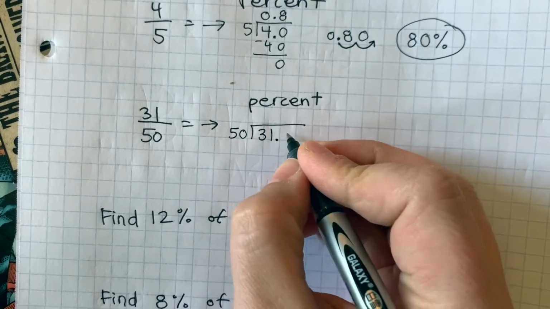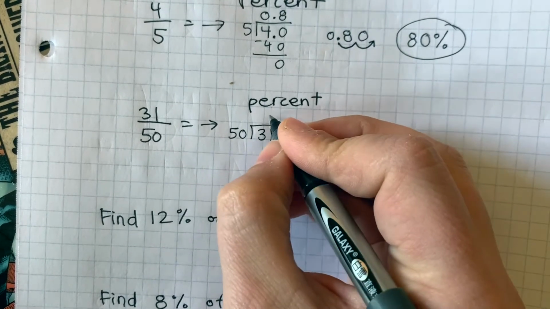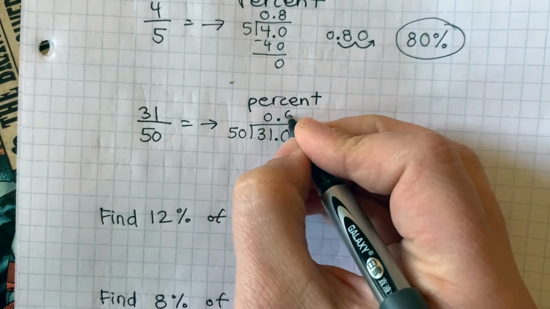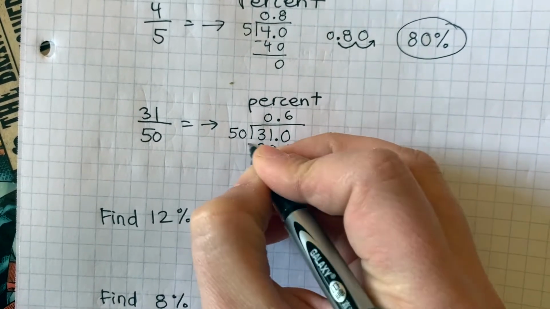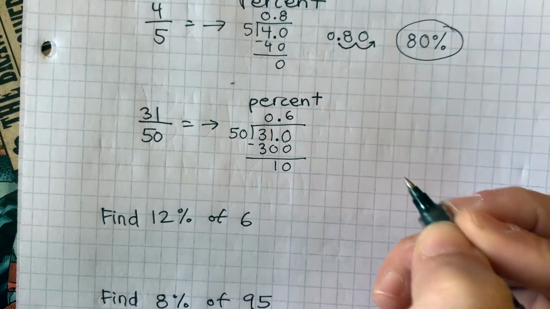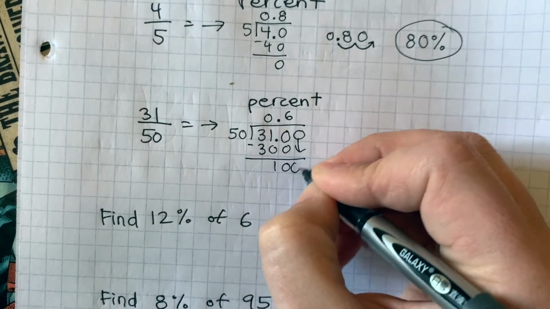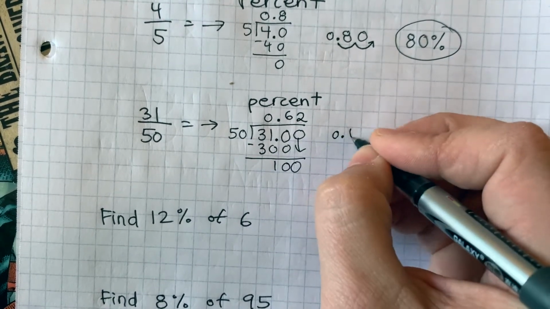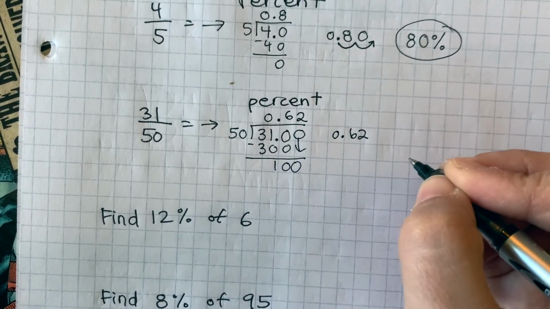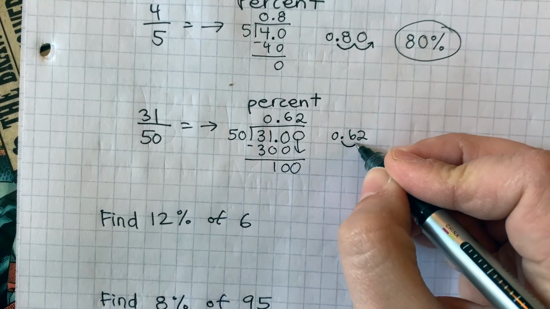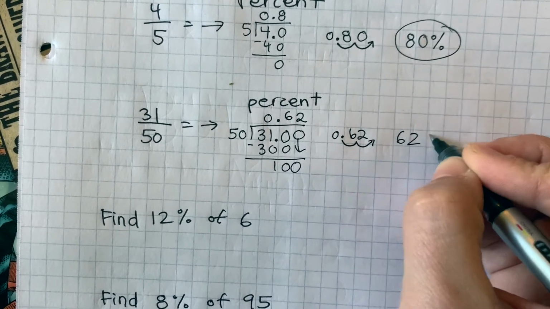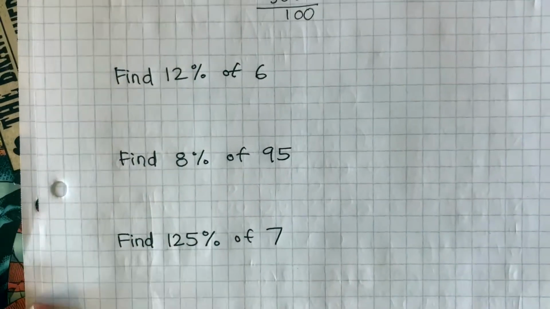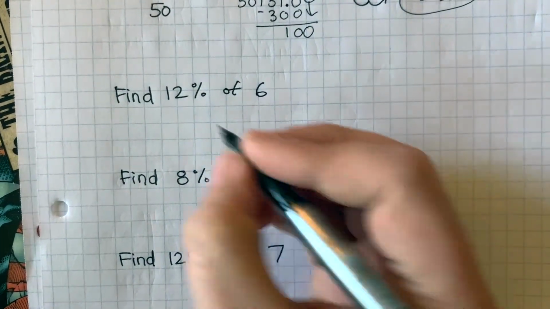So 50 doesn't go into 31, but it goes into 310. Let's see, 50 goes into 310 6 times. And I subtract and I get 10. I bring a 0 down, and 50 goes into 100 twice. So I get 62 hundredths is my decimal. To turn that into a percent, multiply by 100 once, twice. Ta-da! 62%.